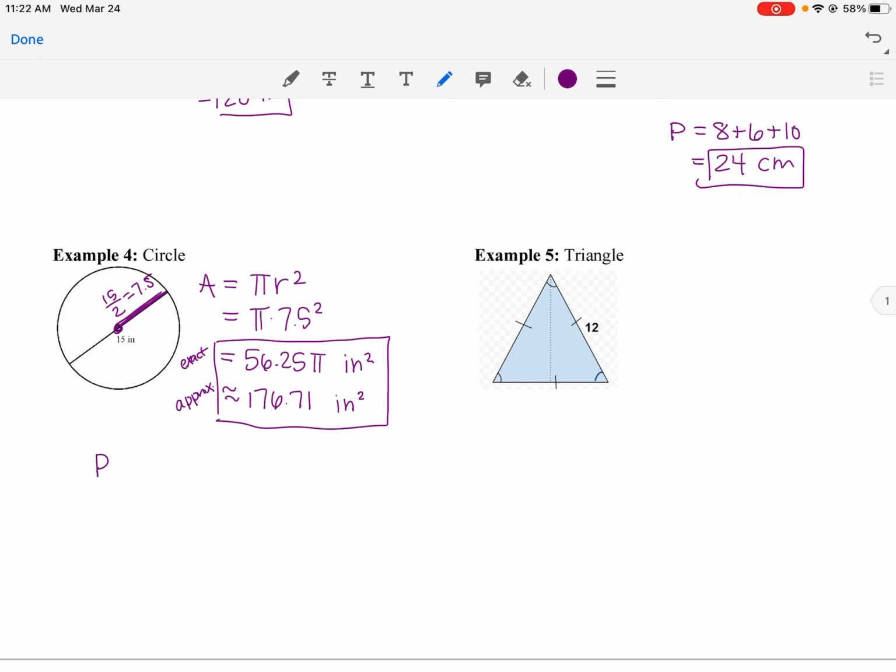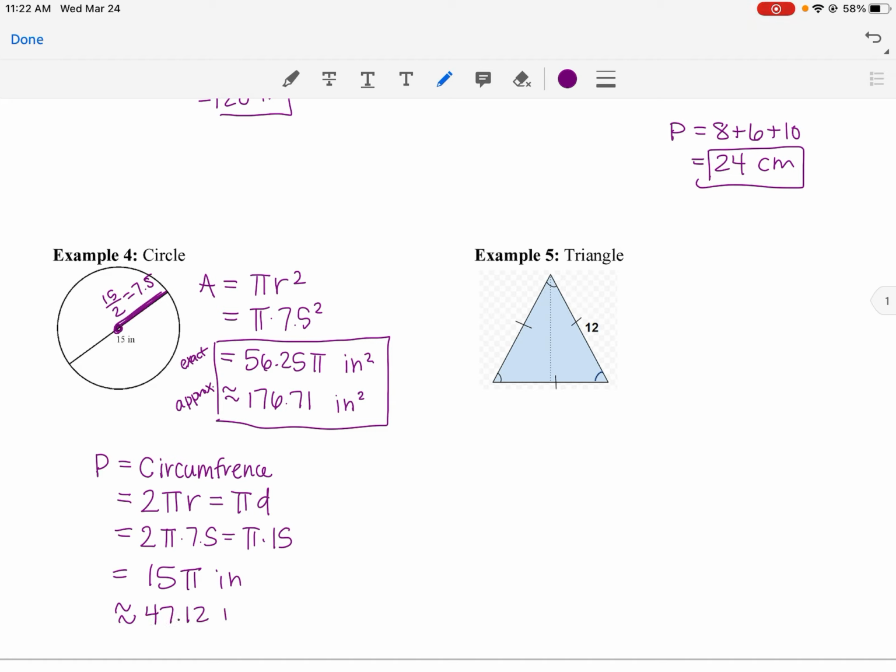Okay, perimeter in this case is the same as your circumference. So circumference is just the fancy word for perimeter of a circle. So we have 2 pi r, which is the same as pi times the diameter. So you think about it as 2 pi times 7.5, that's just the same as pi times 15, right? So 15 pi. In this case the units are inches. If we approximate that and type it in our calculator, we get 47.12 inches.